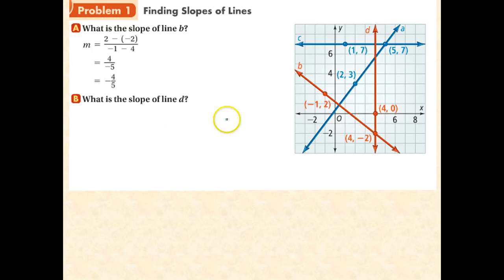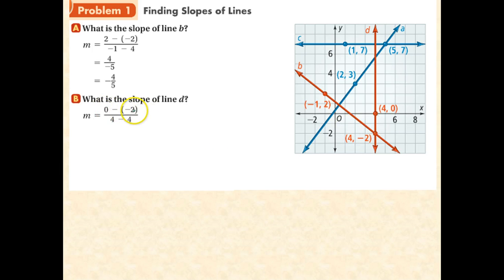So what about the slope of line D? Well, here's line D. And here are 2 points on line D. And we'll do the top point minus the bottom point. So the y values go on top, 0 minus negative 2. And then the x values go on the bottom, 4 minus 4.